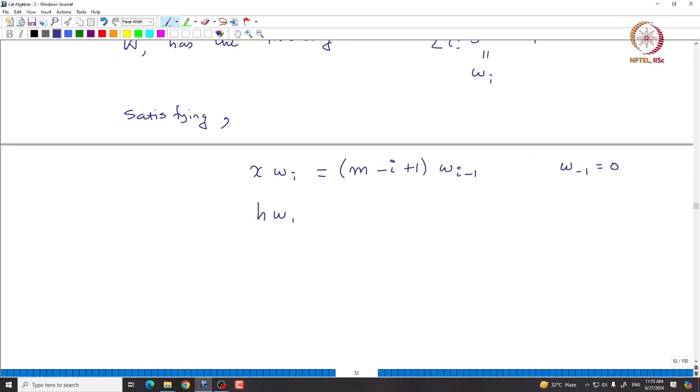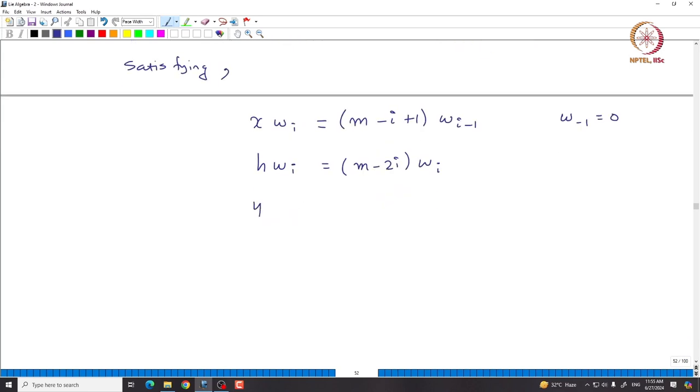And H W i gives us m minus 2i times W i, and if you apply y to W i, that gives us i plus 1 times W i plus 1. Here again W m plus 1 is assumed to be 0, where i ranges from 0 to m. We have already seen these formulas when we calculated things for S m.